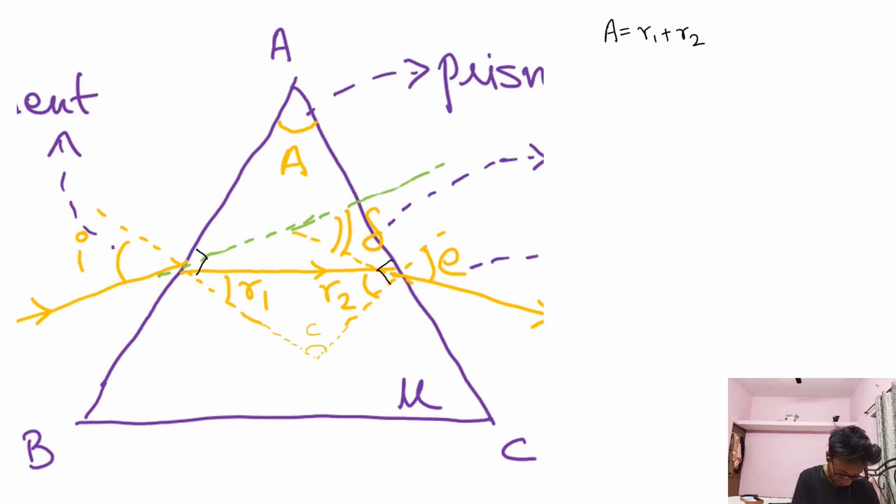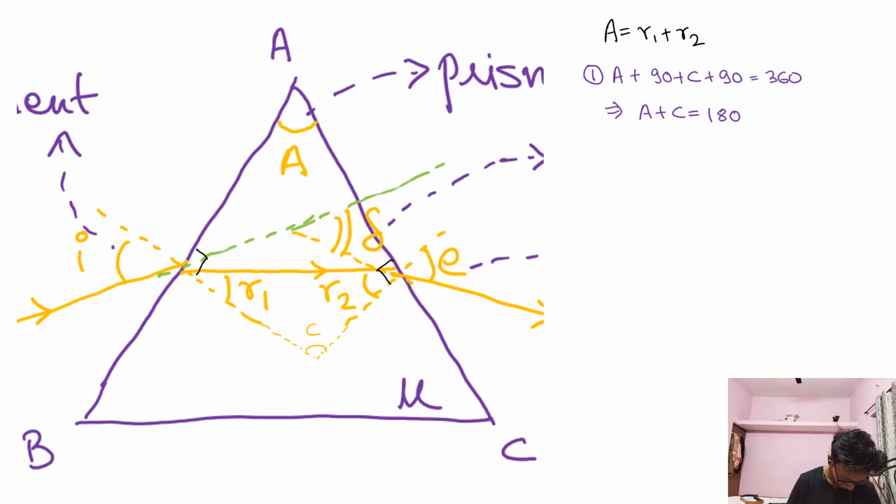Now can I say the angles of a quadrilateral have to be 360 degrees? So can I say angle A plus 90 plus angle C plus 90 is equal to 360 degrees? So equation number one: A plus 90 plus C plus 90 is equal to 360, because angles of a quadrilateral are 360 degrees. Now from here you can get A plus C is equal to 360 minus 180, which is 180.